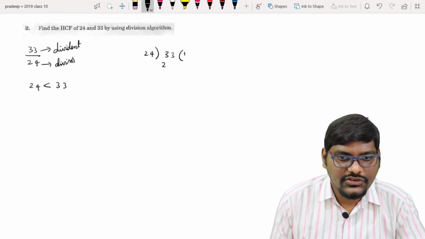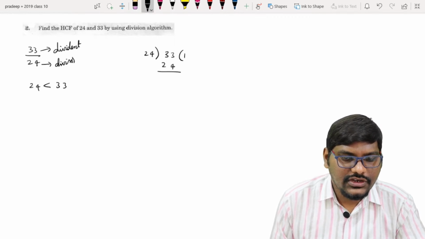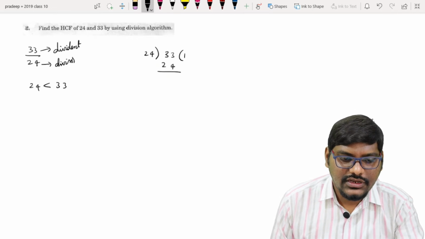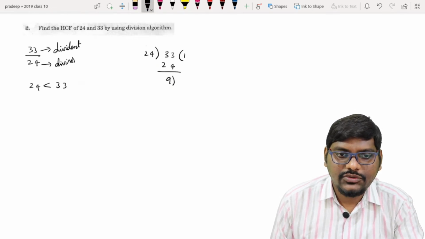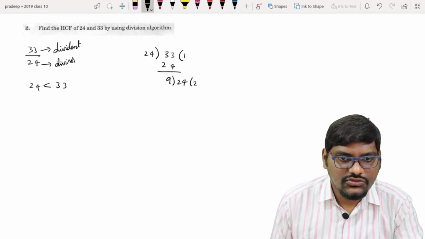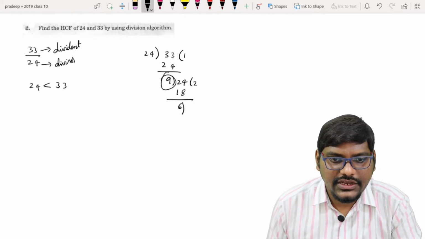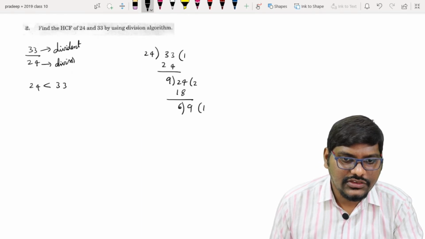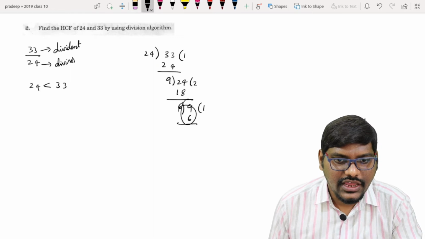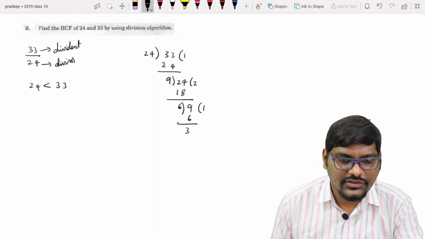24 ones are 24. So 33 minus 24 is how much? It was 9. So now 9 is in the divisor position, 24 is in dividend. So 9 twos are 18. So 24 minus 18 will be getting 6. So now here 9 is in the position of dividend and 6 is the divisor. So 6 ones are 6. So 9 minus 6 will be getting 3 as the value.